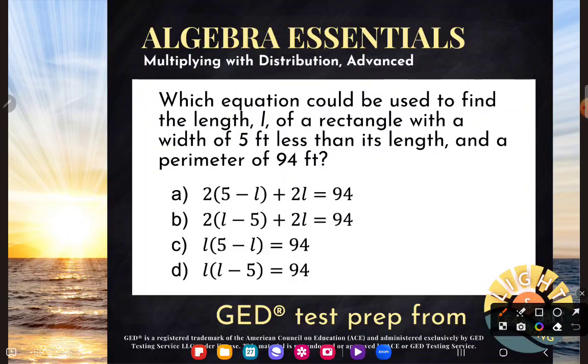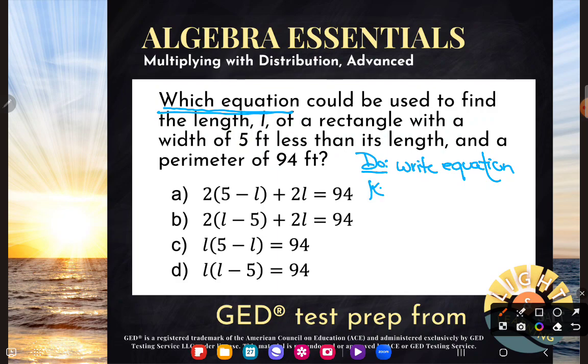Ooh, there's a lot going on here. Let's use our word problem interpretation skills. So which equation could be used to find the length? So what are they asking us to do or to find? Maybe to do would be a better word here because they're asking us to write an equation. Now, the equation could be used to find the length L, but they haven't asked us to actually do that. They just want us to write the equation.